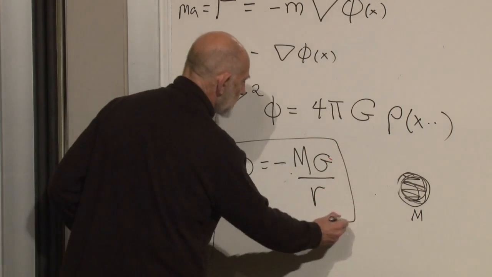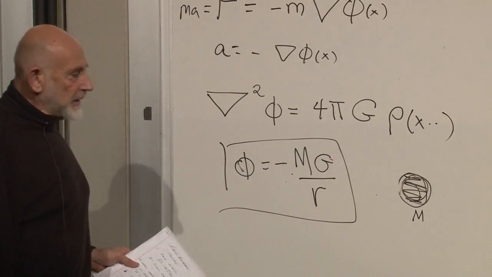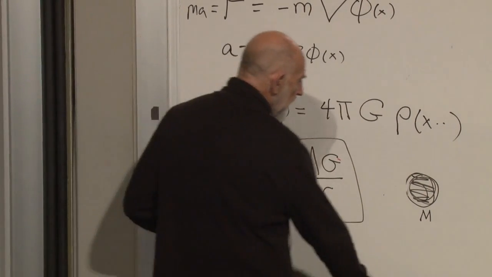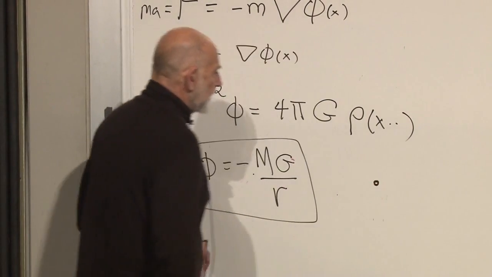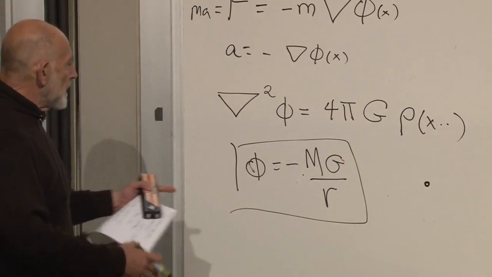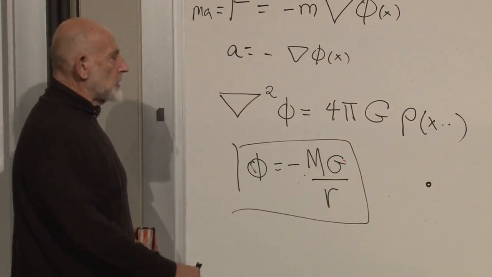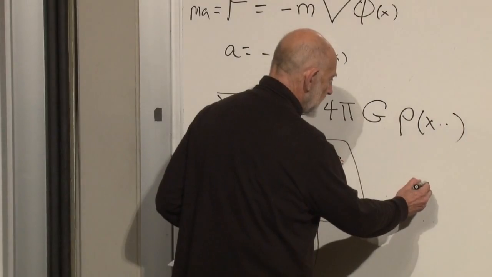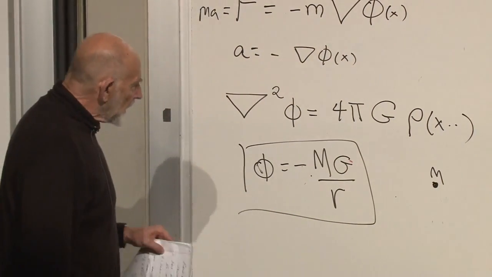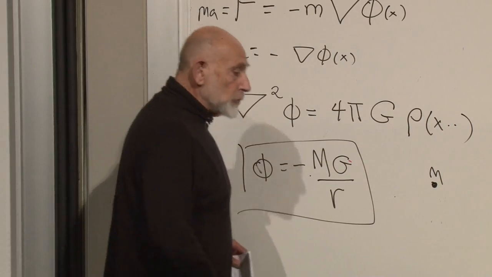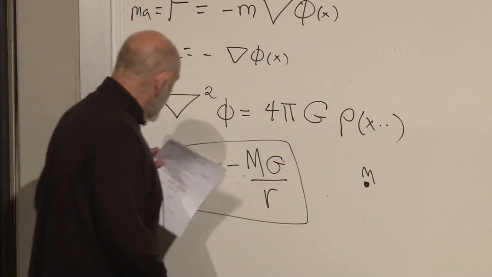This is the outside solution. I don't care about anything but the outside solution. So I might as well shrink this to a point. If I shrunk it down to a point, then this solution would be valid everywhere except at that point. The point has a total mass m. All right, so that would then be Newton's equations. If I then plug this in.